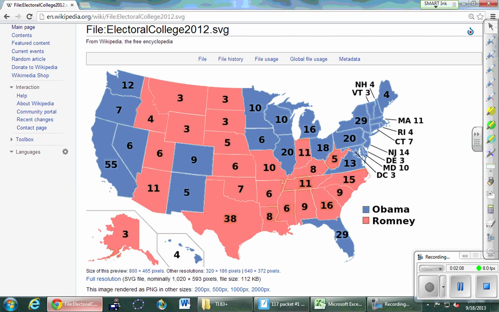What's the biggest number you find here? It's 55, way out there in California. California has the most number of votes at 55. Who's second most? Texas down there at 38. Third? Yeah, Florida and New York both have 29.